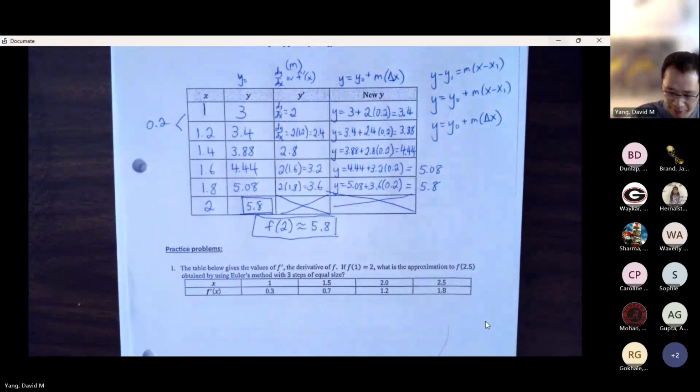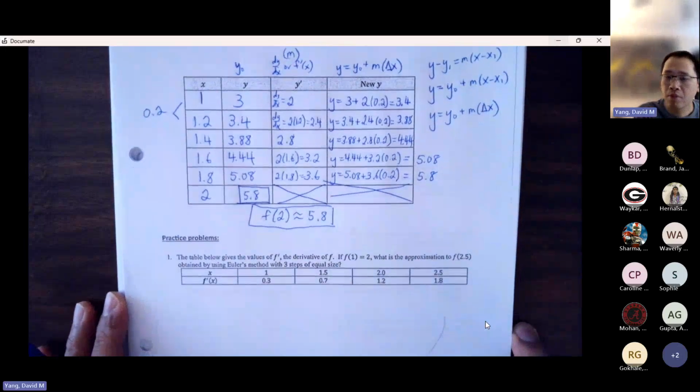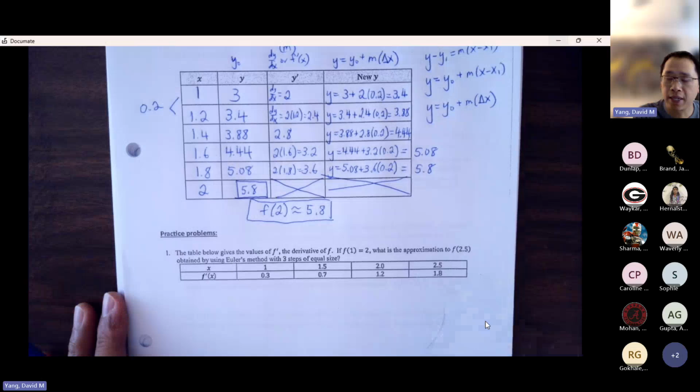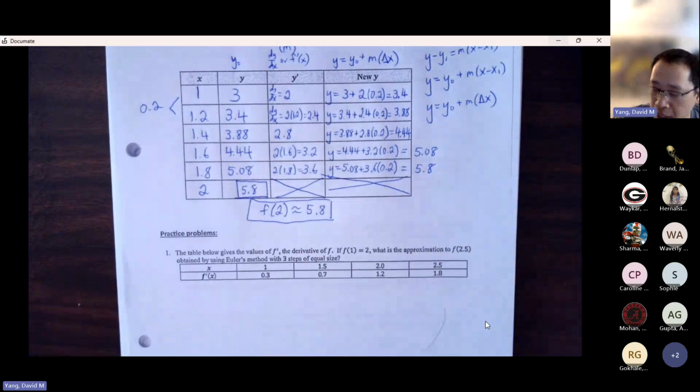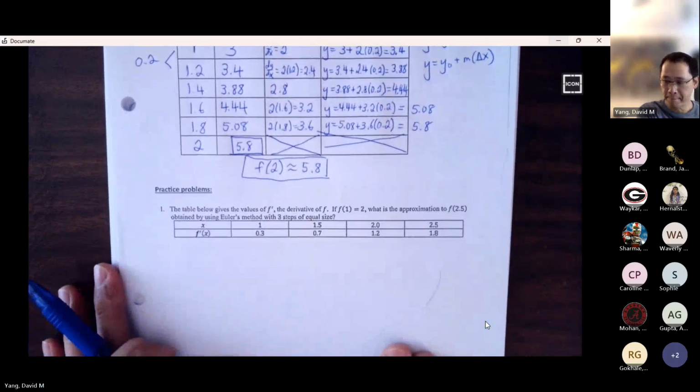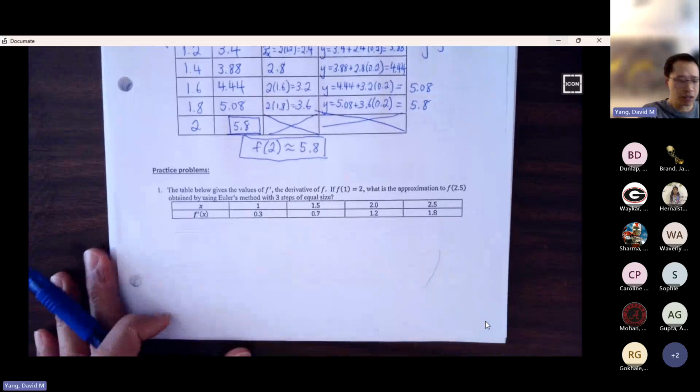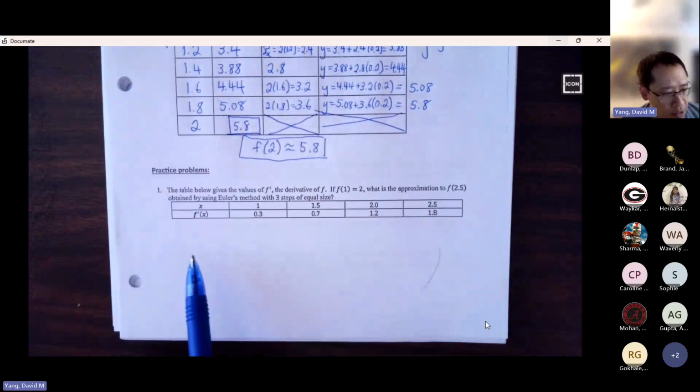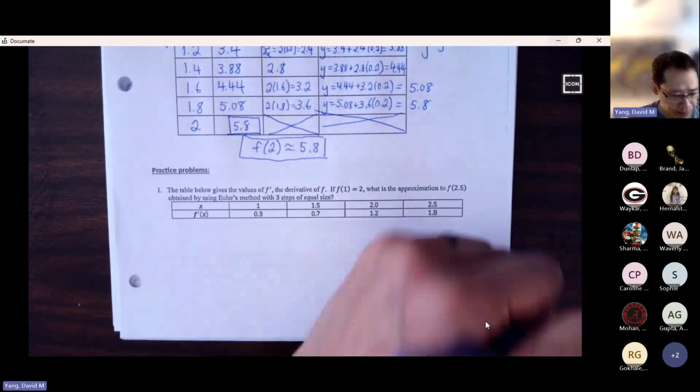Okay, let me just do maybe one or two more examples, and then I also want to try to squeeze in a revisiting of L'Hopital's rule. Okay, so let's do practice problem number 1. This is on the bottom of page 17.